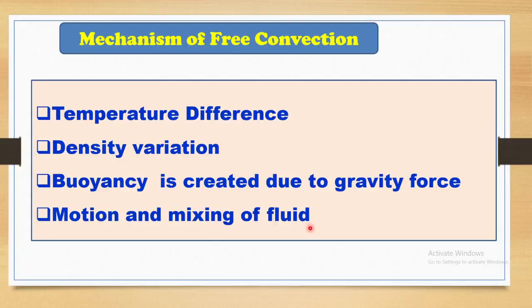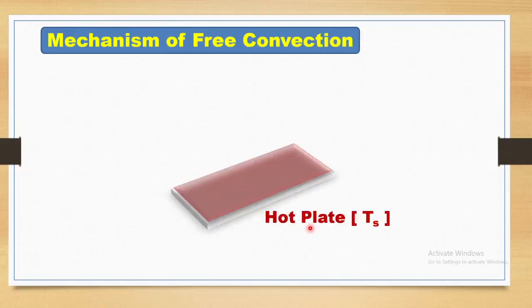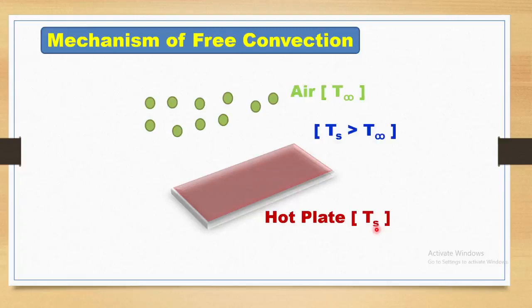Let us try to understand the mechanism of free convection in great detail. So let us consider a hot plate at temperature Ts. It is exposed to the cold air at temperature T infinity. The surface temperature of the plate is more than the cold air temperature. So heat transfer will take place from the hot plate to the cold air.